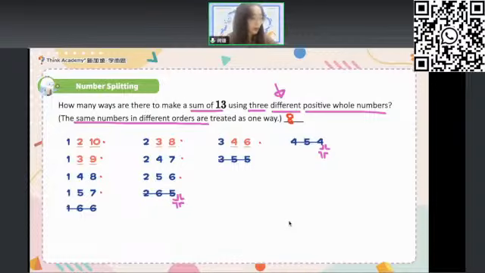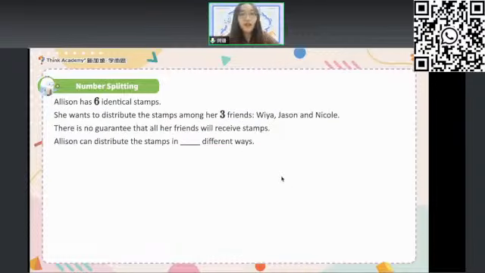Okay. So for the next one, Alison has 6 identical stamps. She wants to distribute the stamps among her 3 friends, Ria, Jason, and Nicole. There is no guarantee that all friends will receive stamps. Alison can distribute the stamps in how many different ways? So in this question, this is another part about the number splitting. Here, we have to consider the order.